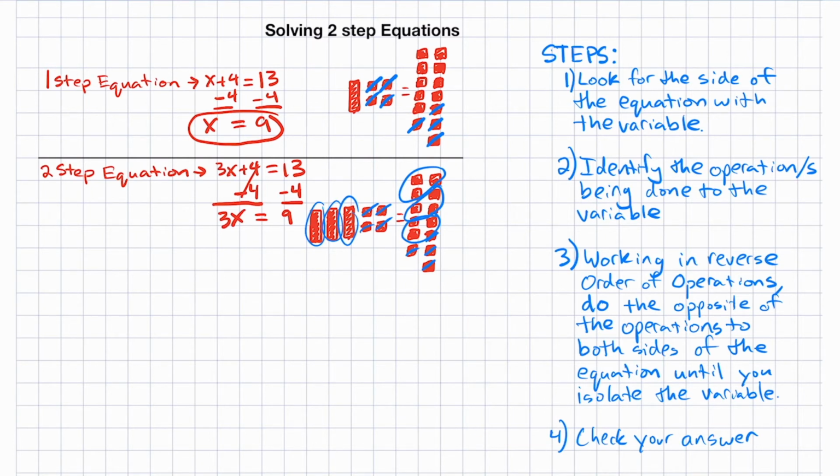All I have to do is divide both sides by 3. Right? I looked at the left. There was an x, and it was multiplied by 3. The opposite is dividing by 3. That'll cancel it out and isolate the variable. x is going to equal 3.